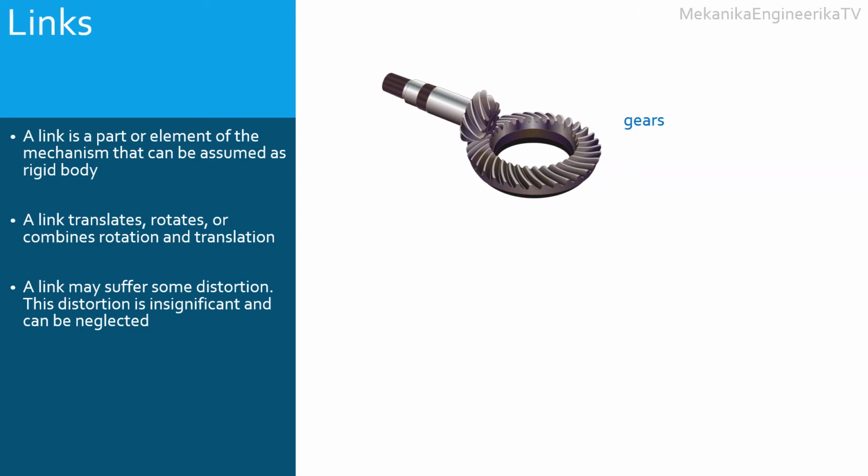For example, the gear teeth, when meshed, suffer some distortion. However, the gears should be designed such that this distortion remains insignificant or negligible. Also, in a cam and follower mechanism, both cam and follower suffer some distortions. The mechanical designer should keep these distortions within an acceptable range. That does not affect the cam and the follower kinematics.